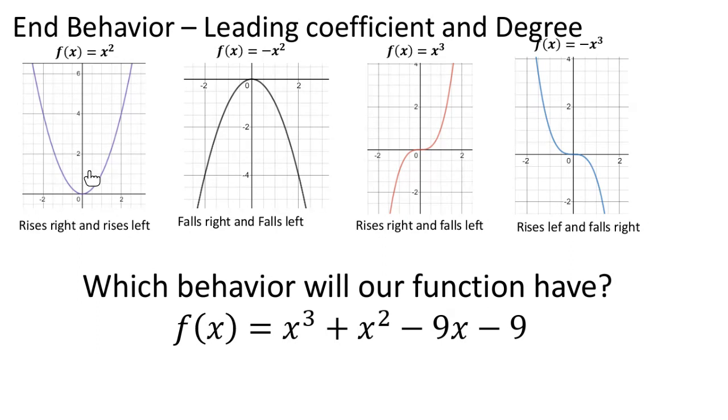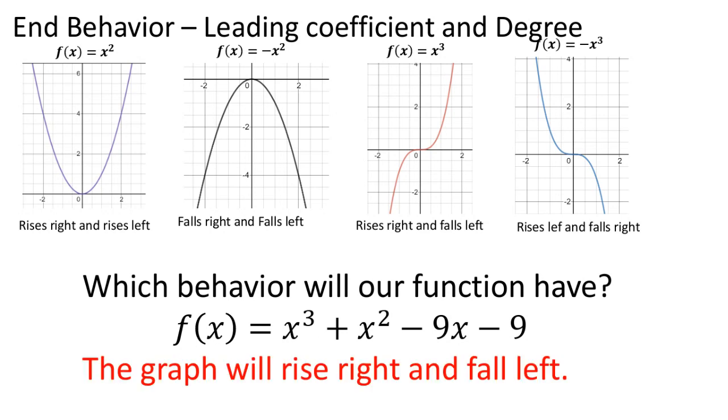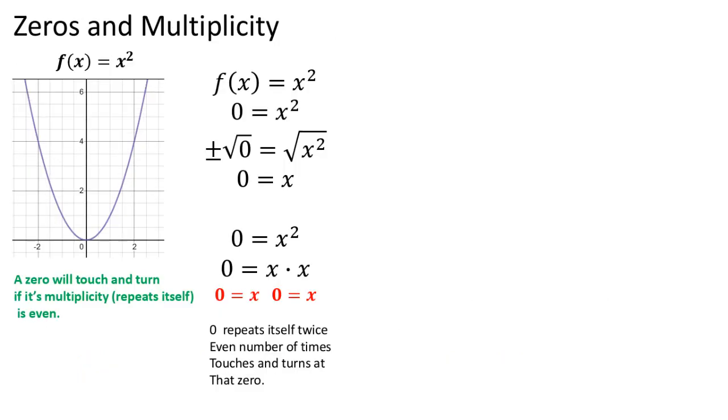So is it gonna look like this, or like this? So it is gonna be C, right? Because we have a cube, and this is positive, so that's gonna look like C. Okay, so the graph will rise right and it's gonna fall left. So we're gonna use that information in a little bit.